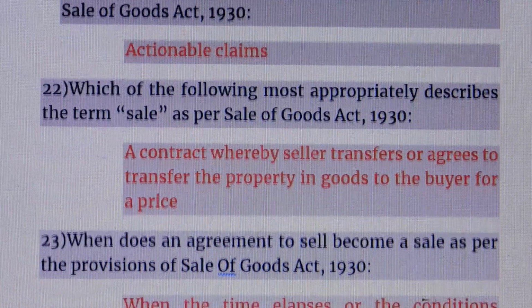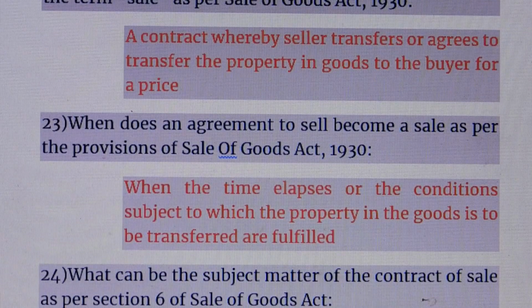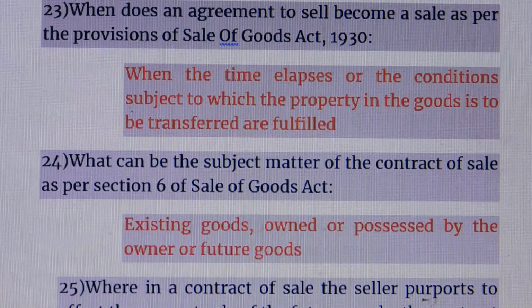Question number 23. When does an agreement to sell become a sale as per the provisions of Sale of Goods Act? Answer is when the time elapses or the conditions subject to which the property in the goods is to be transferred are fulfilled. Question number 24. What can be the subject matter of the contract of sale as per section 6 of Sale of Goods Act? Answer is existing good owned or possessed by the owner or future goods.